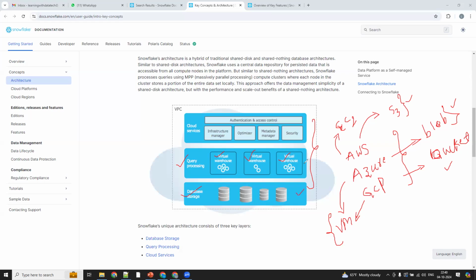Now, I'll try to interlink these two layers. How much data can we store in the storage layer? 1 TB, 10 TB, 100 TB, or 100 petabytes of data? How much can we store? Boss, there is no limit. You can store unlimited data here. Nobody is going to stop you. You just need to pay rent for them, based on how many terabytes of data you're storing per month. That's it.